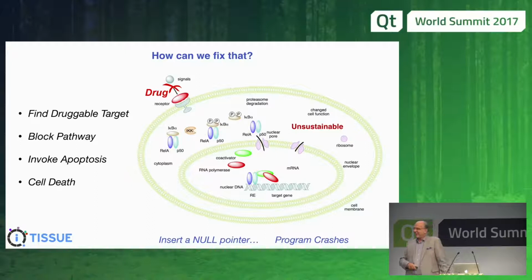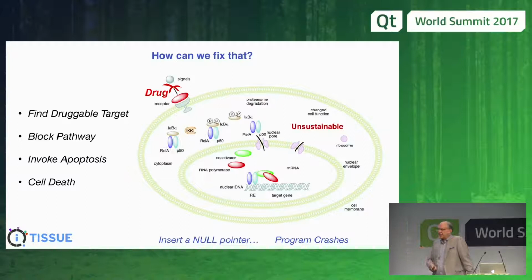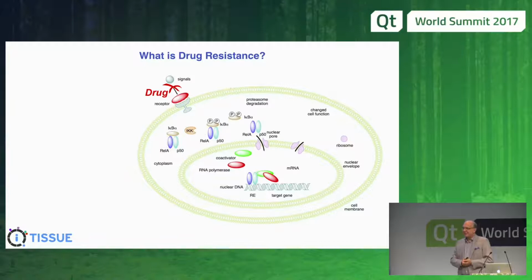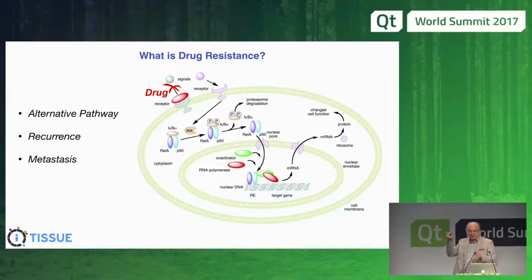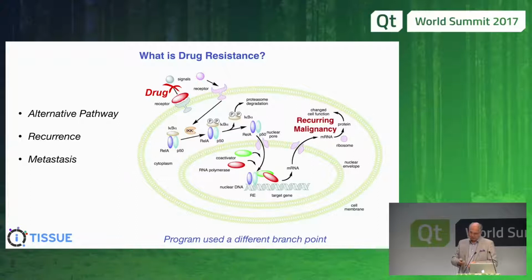So that's nice. So if you say, well, if you can do that, then we have all these druggable targets, then why doesn't that work? So unfortunately, cells are pretty smart. They are going to actually resist the treatment, either quickly or over time. And what happens is that they simply find another pathway to do the same thing. So they find a new receptor, find a detour, and are going to recur with the same malignancy that they had before. And that's essentially the program taking another branch point and just goes around, does something else, and it runs again, but in a malignant way.